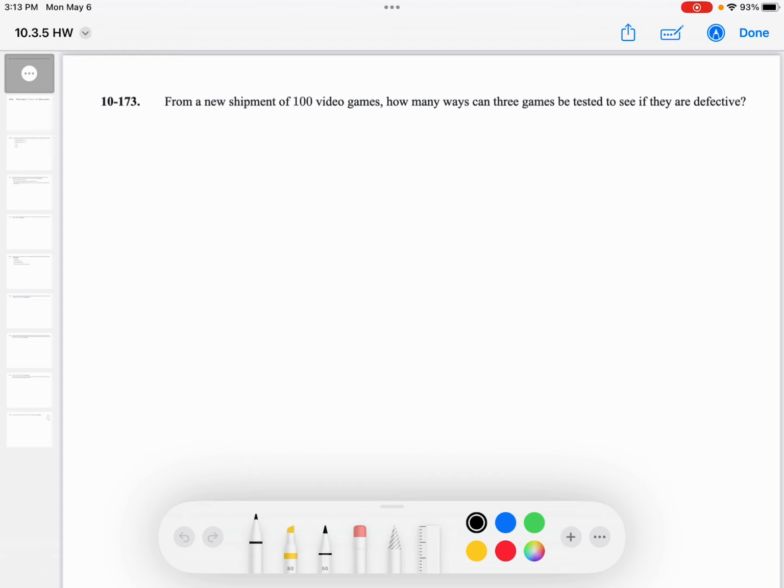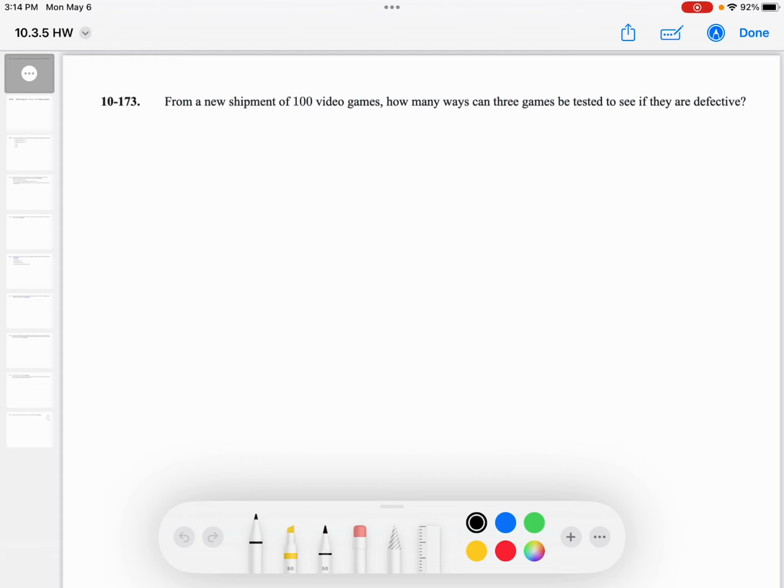One is this a permutation or a combination? Well, first of all, can there be repeats? No. We're going to choose 3 separate games to test. Does the order matter? Also, no. The order does not matter. We're just choosing 3 and we're going to test them in any order. So this is a combination.